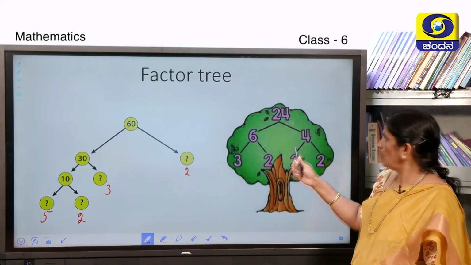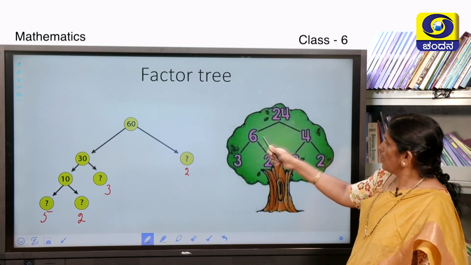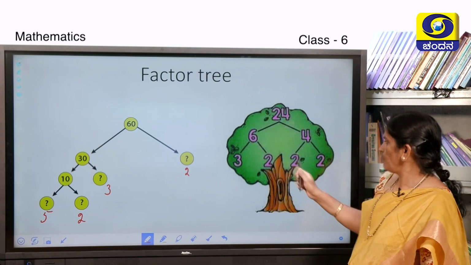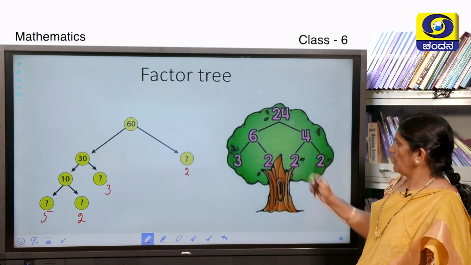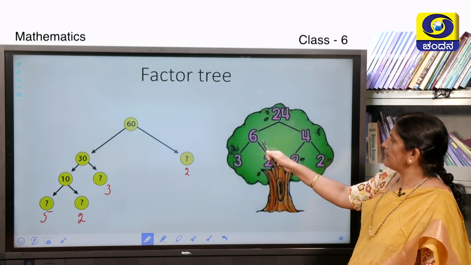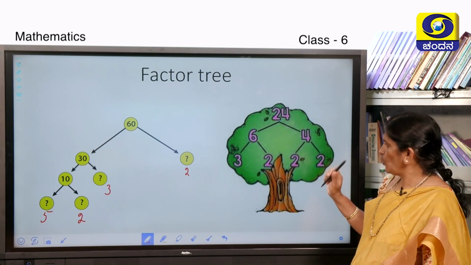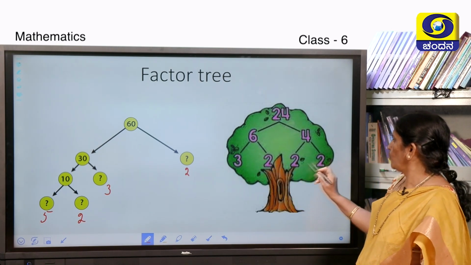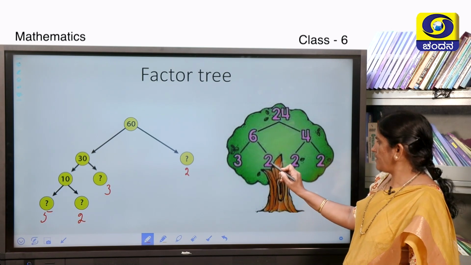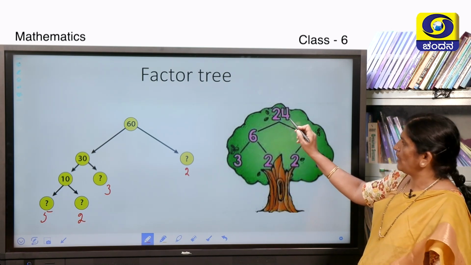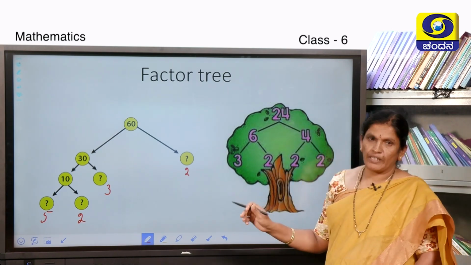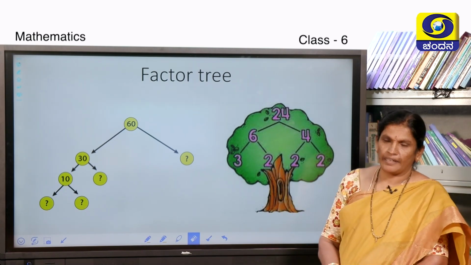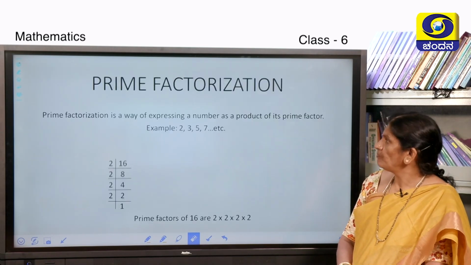See, you can see here one more example, 24. 6 into 4 is 24, 3 into 2 is 6, 2 into 2 is 4. 6 into 4 is also 24, but 6 and 4 are composite numbers. Today we are considering only prime numbers, that is 3 into 2 into 2 into 2. 3 2s are 6, 6 2s are 12, 12 2s are 24. So we get the number as a product of prime numbers. Today we are learning prime factorization.